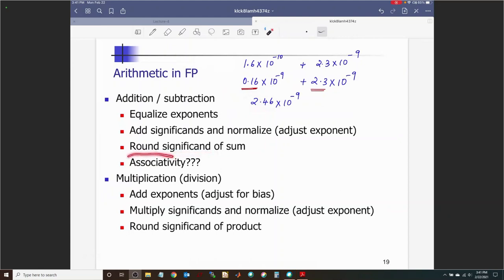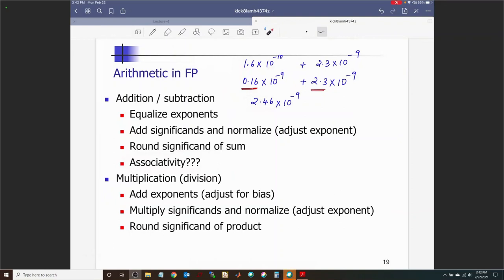How about associativity? Suppose you were doing addition or subtraction of 3 numbers, A plus B plus C. Well, with addition and subtraction, you have to be a little bit careful when you are doing associativity, right? Because it depends on whether you are adding them or subtracting them. It also depends on whether the first addition or subtraction resulted in an overflow or not. So that is kind of subjective, the associativity. But in general, addition and subtraction can be performed correctly by first equalizing the exponents, next adding the significands, and then rounding off the significand of the sum.